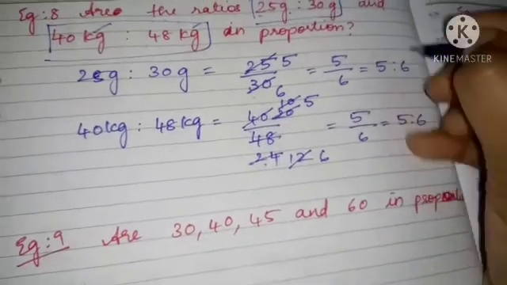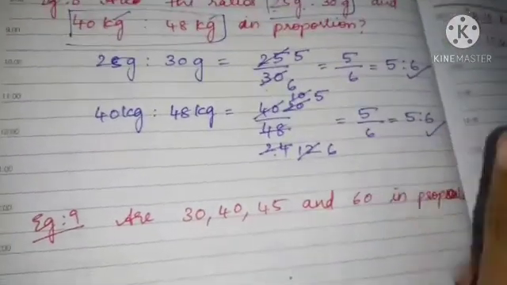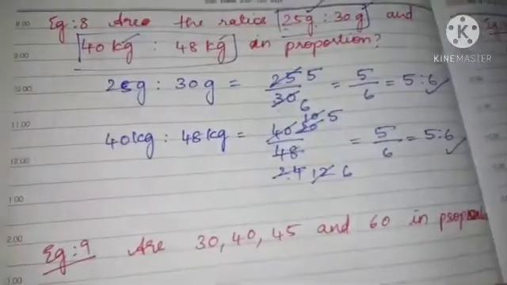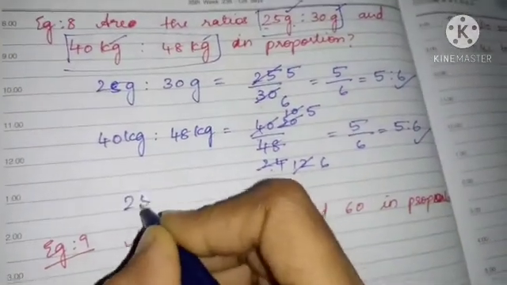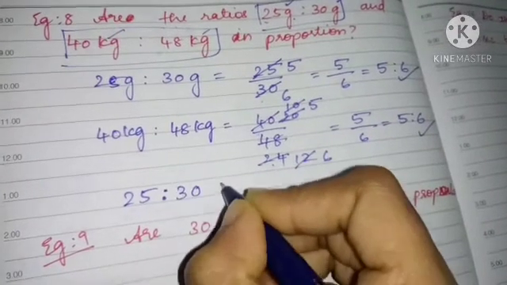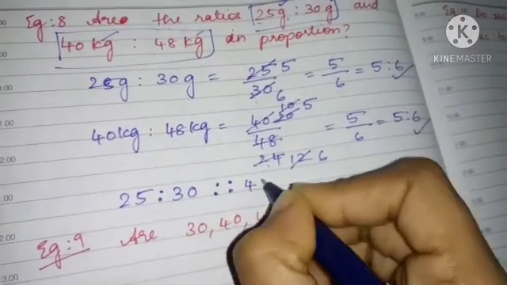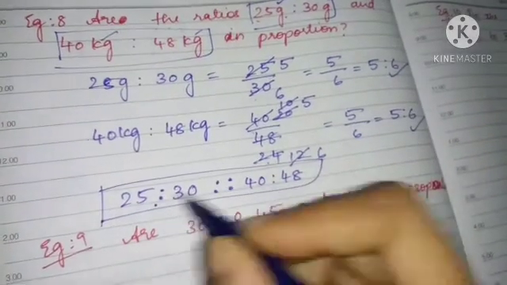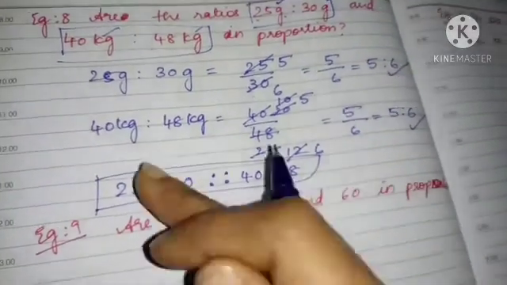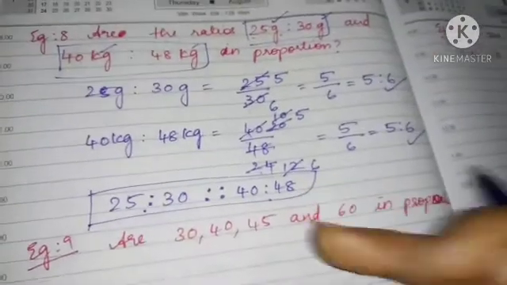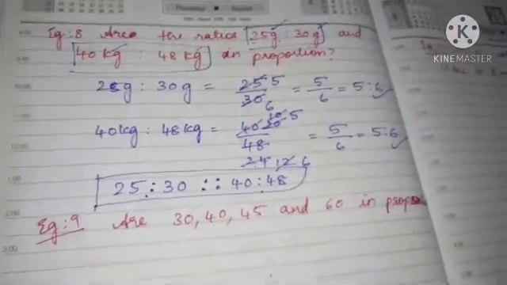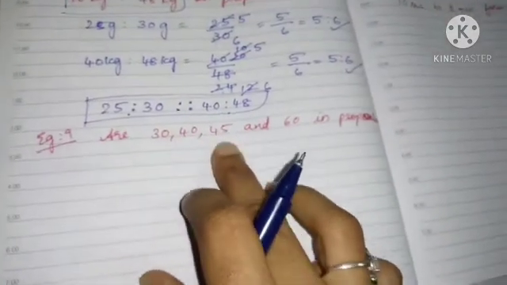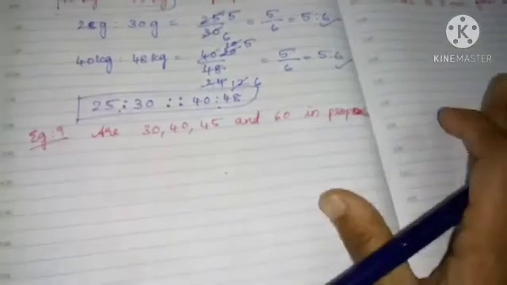Yes, of course, you are getting the same ratios. So we can say that this ratio and this ratio are in proportion. So how will you write? 25:30 double colon 40:48. The meaning is that this fraction and this fraction, this ratio and this ratio, are in proportion.